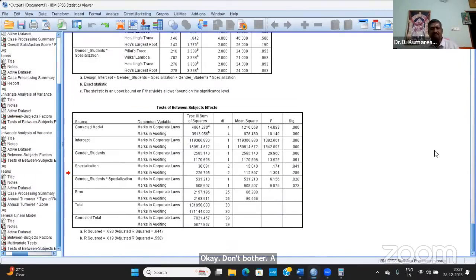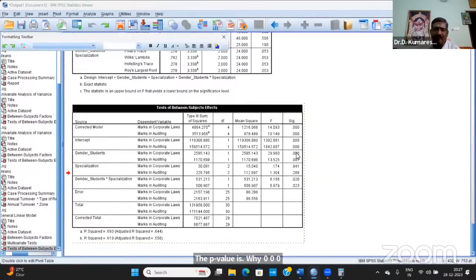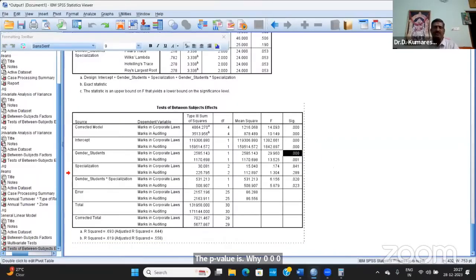The gender of students. The p-value is 0.000. So it is less than 0.01. That means marks in corporate laws obtained by the students are significantly different according to the gender.